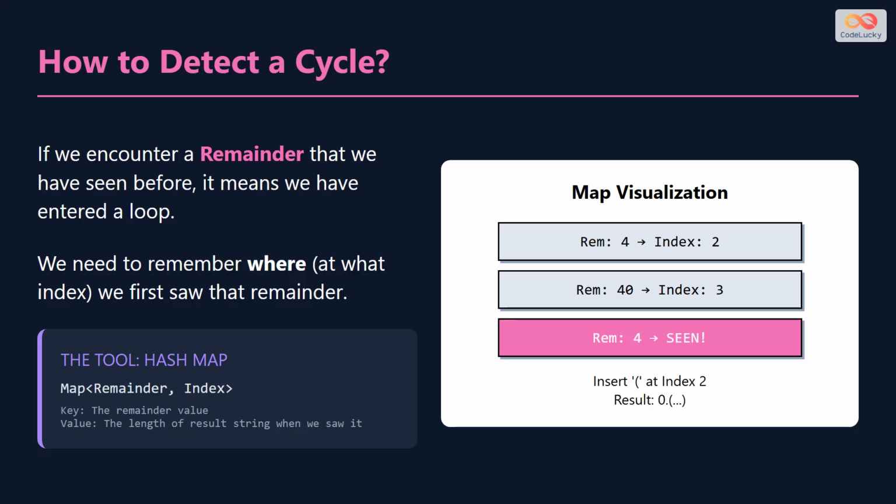The core of this problem is detecting the cycle. We use a HashMap to store every remainder we see, along with the index in the result string where it first occurred. If we calculate a new remainder and find it already exists in our map, we know a cycle has begun. We simply retrieve the index from the map and insert an opening parenthesis at that position.